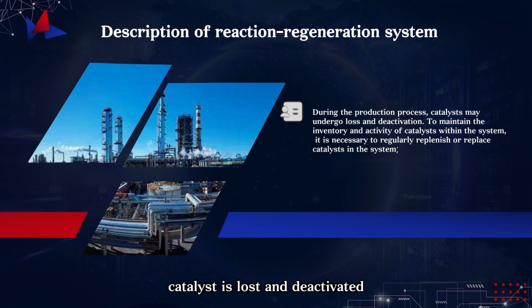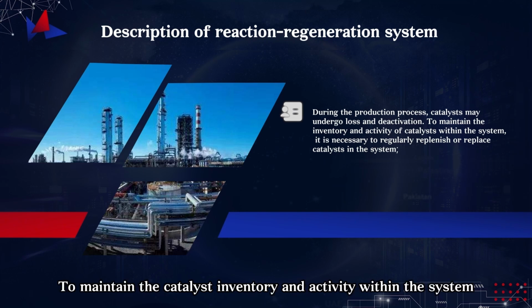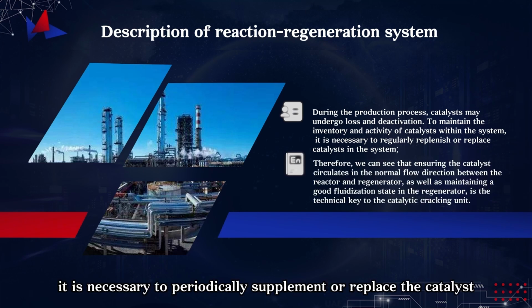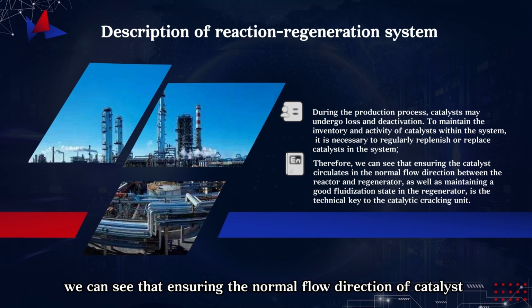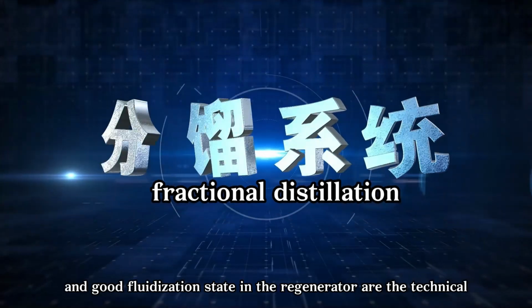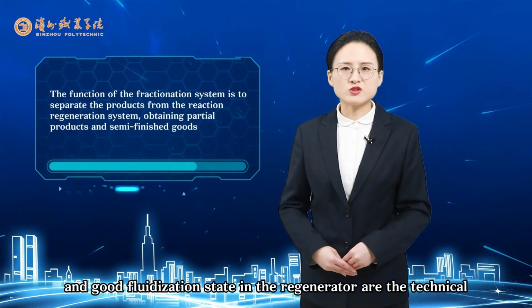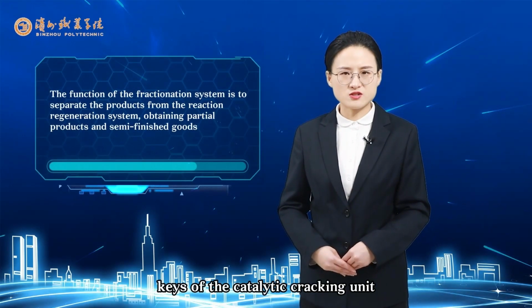During production, catalyst is lost and deactivated. To maintain the catalyst inventory and activity within the system, it is necessary to periodically supplement or replace the catalyst in the system. Therefore, we can see that ensuring the normal flow direction of catalyst between the two vessels, reactor and regenerator, and a good fluidization state in the regenerator are the technical keys of the catalytic cracking unit.